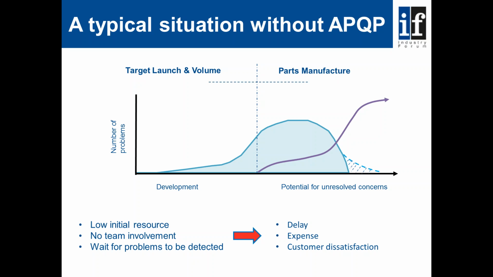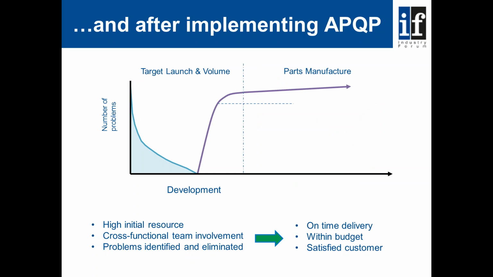As we're trying to ramp up production, we're also encountering more and more unresolved concerns. And so we have the nightmare situation here, which is that we're trying to ramp up production plus deal with all of the problems that have arisen. Now, this, if you like, is a blueprint for a situation without a lot of thought going into prior planning for product introduction. It's characterized by low initial resource, no team involvement, and a mentality of waiting for problems to be detected. The result of this is that the project will suffer delays, it will be subject to unmanaged expense, and ultimately customer dissatisfaction. So let's look at the situation with effective APQP.